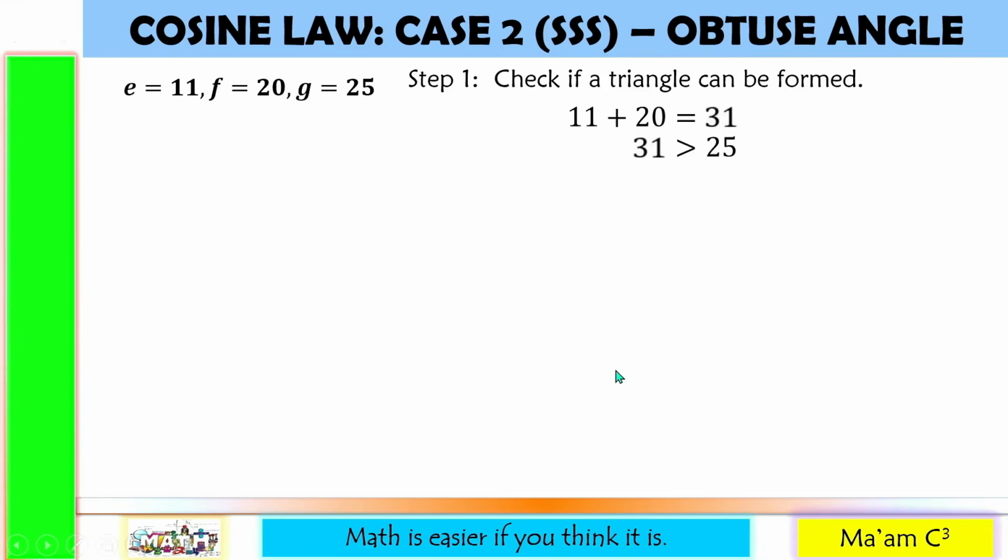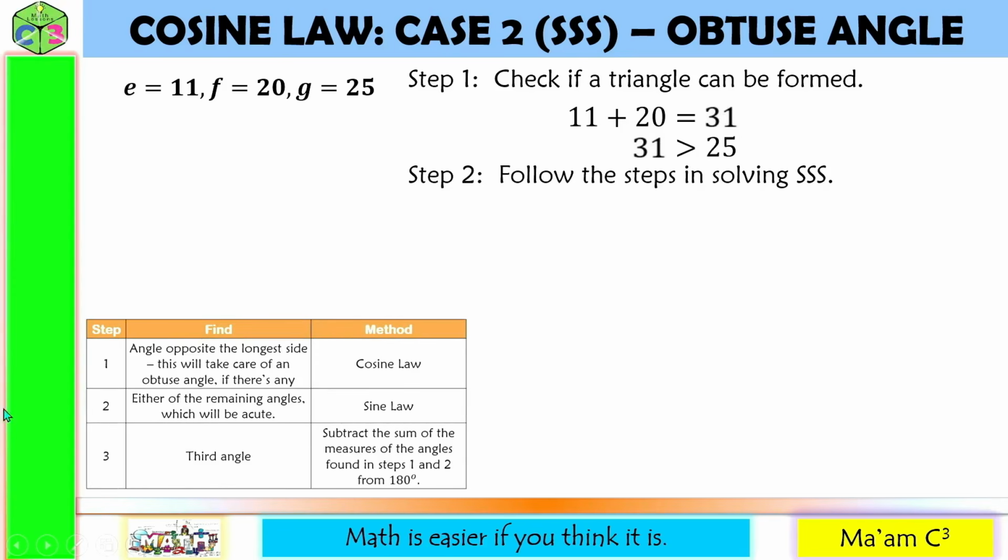Step 2, we're going to follow now the steps in solving for SSS. Let's recall the steps. Number 1, we're going to solve first for the angle opposite the longest side. So here, our longest side is side G. So we're going to solve first for angle G. This step will determine if there is an obtuse angle in the triangle. And we can solve this using cosine law.